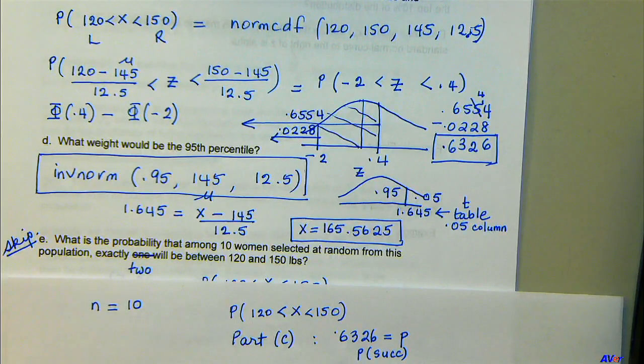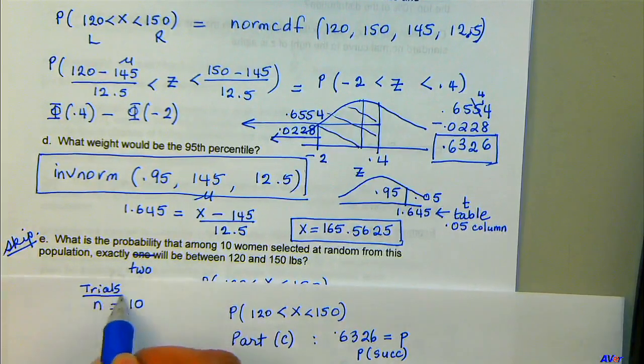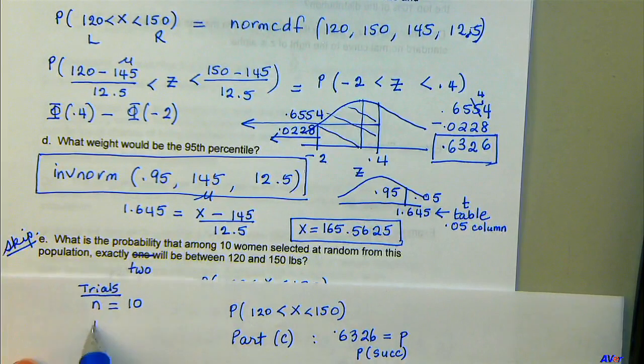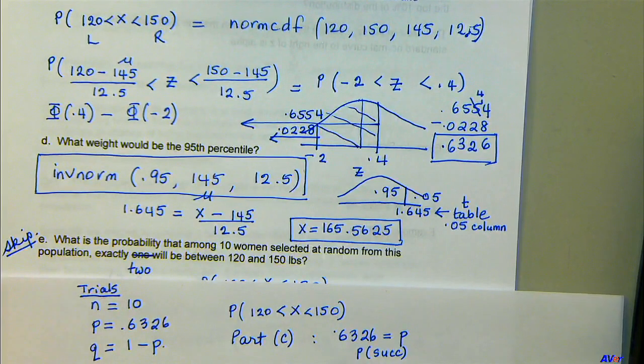So, N is the number of trials, and I say that there are 10 women, so there are 10 trials. The probability of success per trial is 0.6326, and Q is its complement. And the question is saying, find the probability that exactly 2 will have weights in this interval. So find the probability of 2 successes, exactly 2 successes where R is the number of successes. Meaning, what is the probability that 2 women have weights in this category?